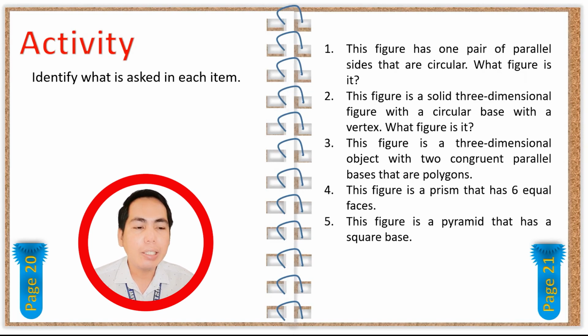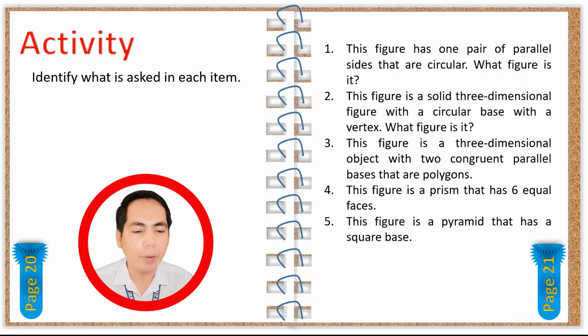Number 3, this figure is a three-dimensional object with two congruent parallel bases that are polygons. When we have two congruent parallel bases that are polygons, this figure is a prism. Number 4, this figure is a prism that has 6 equal faces. A cube is also a prism in which all the faces are equal or congruent. So this figure is a cube.